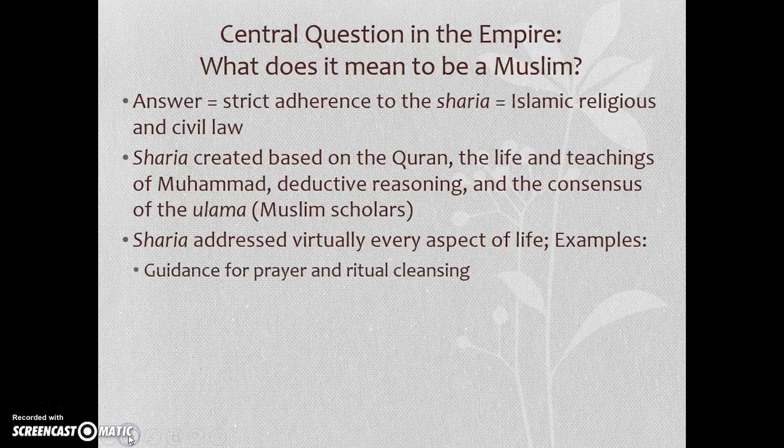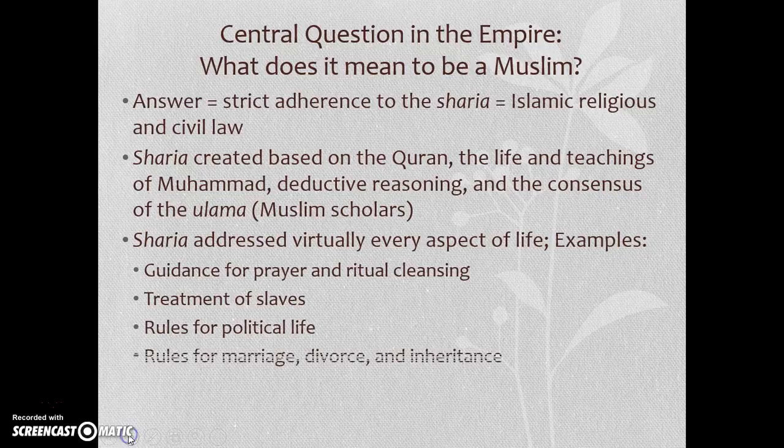For example, it gave guidance for prayer and ritual cleansing. There was a certain way you treated the slaves. You had rules for political life and rules for marriage, divorce, and inheritance. Also, there were rules for business and commercial practices.